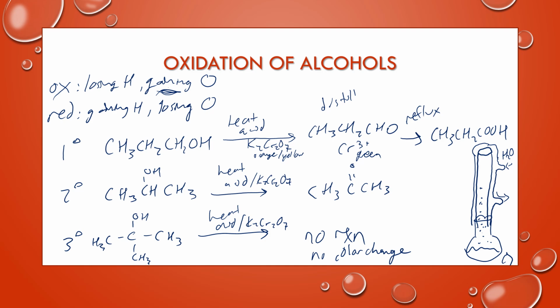So that's really the difference then between primary, secondary, and tertiary. You will see color changes for primary and secondary. No color change for tertiary because there's no reaction that can happen. And then you can continue oxidation and get it to an acid if you reflux a primary alcohol to an aldehyde to get to that acid.